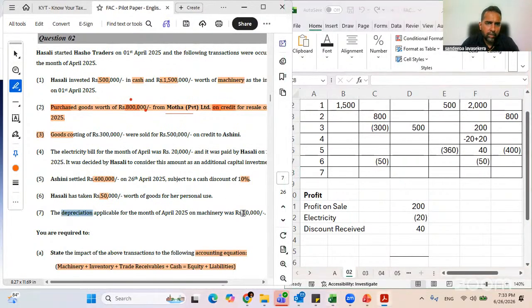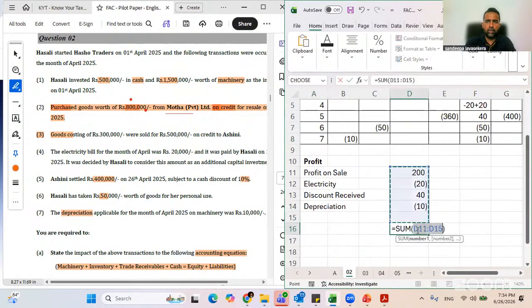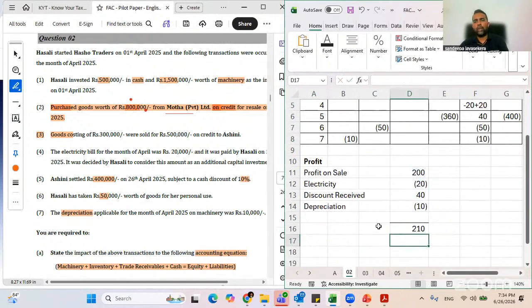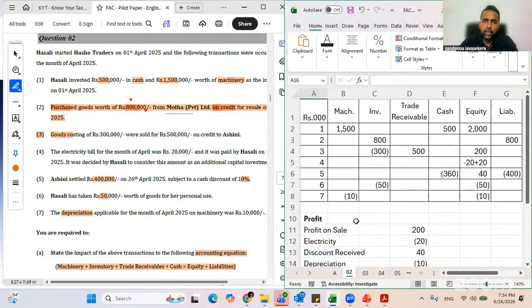Depreciation, 10 rupees. Because of the depreciation, asset comes down. And depreciation is an expense, profit comes down. Right? So the corrected profit for the month is 210. So we are done with putting all the 7 items.